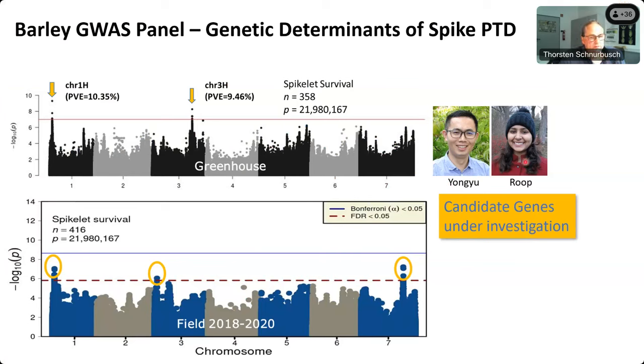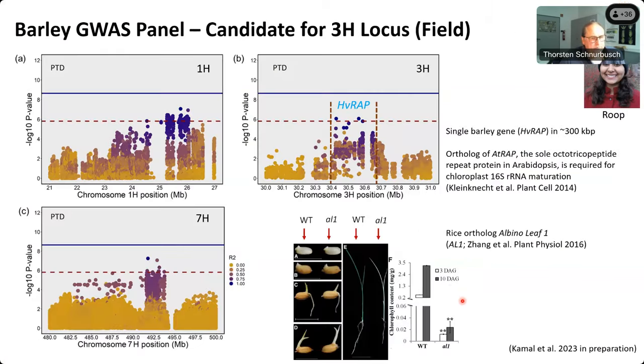I mean, Rup has been primarily working in the field environment in the years 2018, 19, and 20, and has been identifying here three major genomic regions on different chromosomes of barley. And I would like to share with you one of them, which is on chromosome 3H. And you can see here the higher resolution of the three chromosome regions, where you can see where they are located.